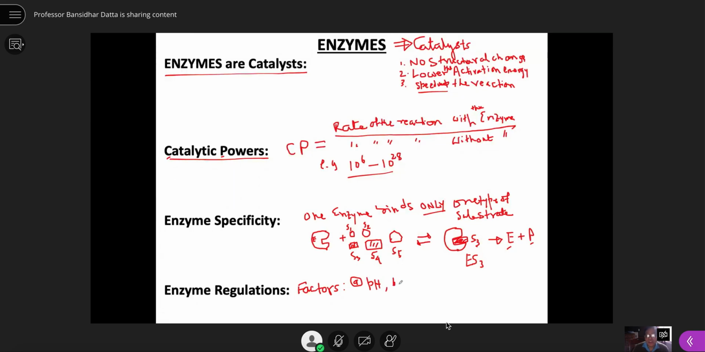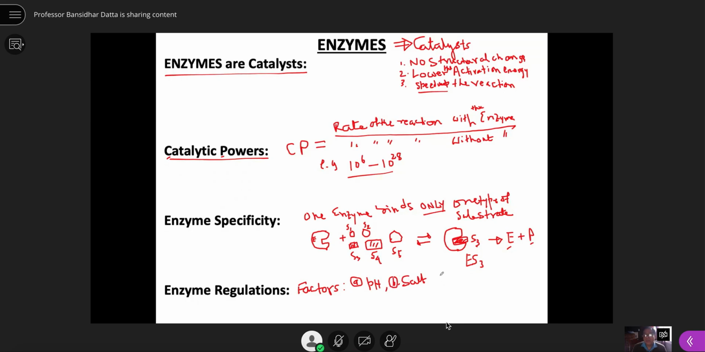B is salt concentration. Salt concentrations inside the cell: we have potassium chloride about 100 millimolar, and outside, sodium is about 5 to 10 millimolar. Low sodium, high potassium, and that's basically what we need. If that potassium concentration goes lower, many of the enzymes do not work, and that's how you get the cramp. Remember, right? So the optimum salt concentration is important. All right, that's B.